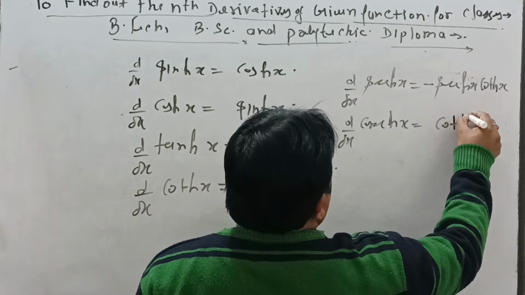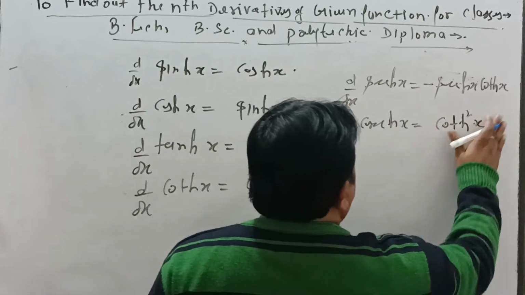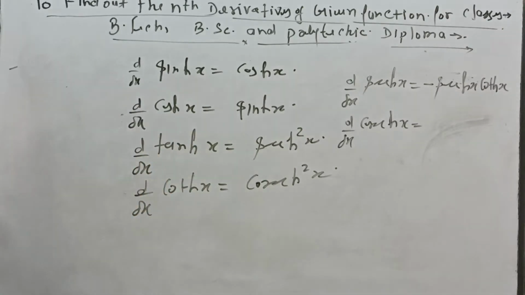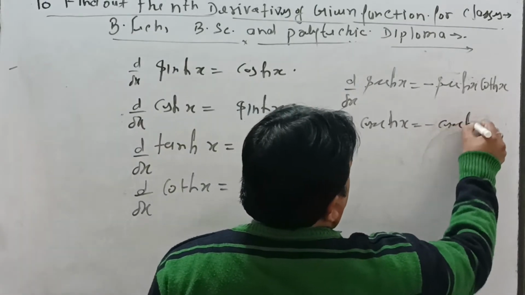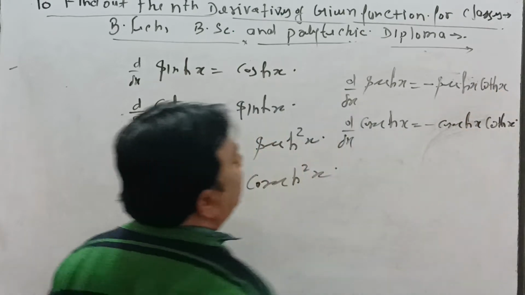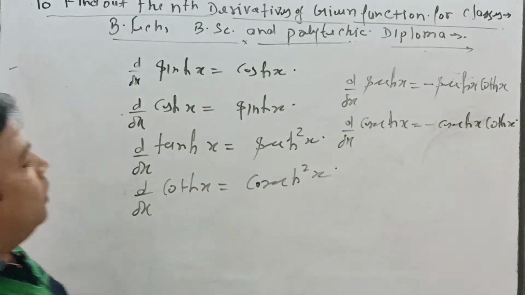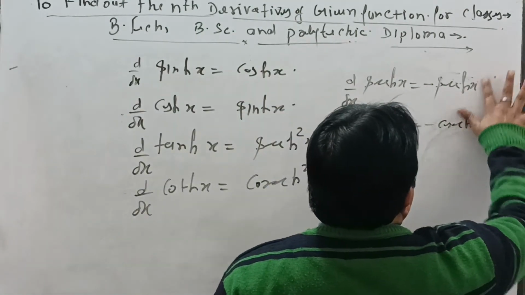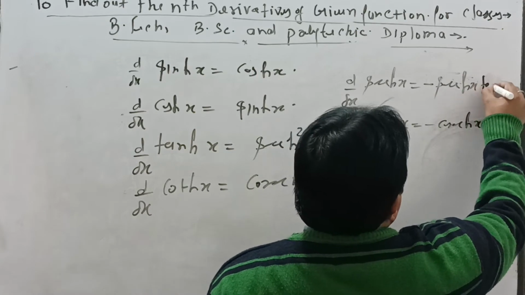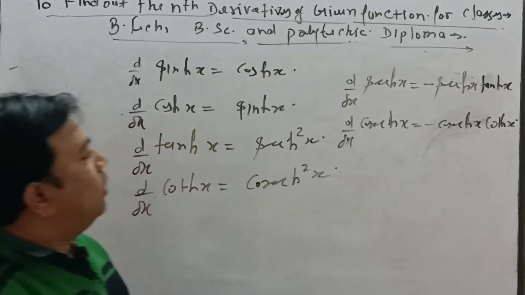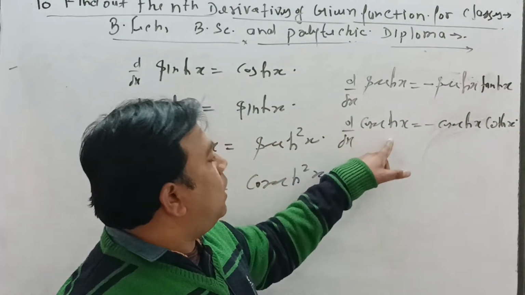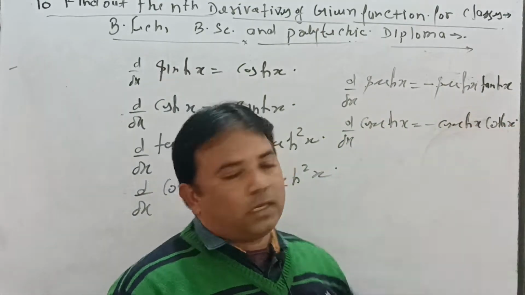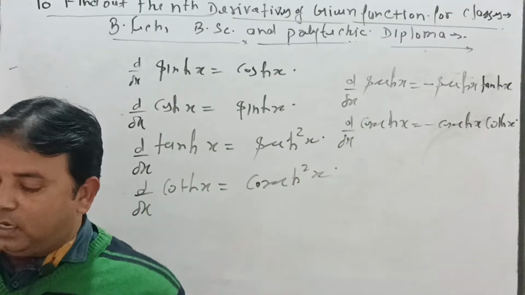minus cosec hyperbolic x into cot hyperbolic of x. d/dx of sec hyperbolic x equals minus sec hyperbolic x tan hyperbolic x, and d/dx of cosec hyperbolic x equals minus cosec hyperbolic x into cot hyperbolic of x. Please make a note.